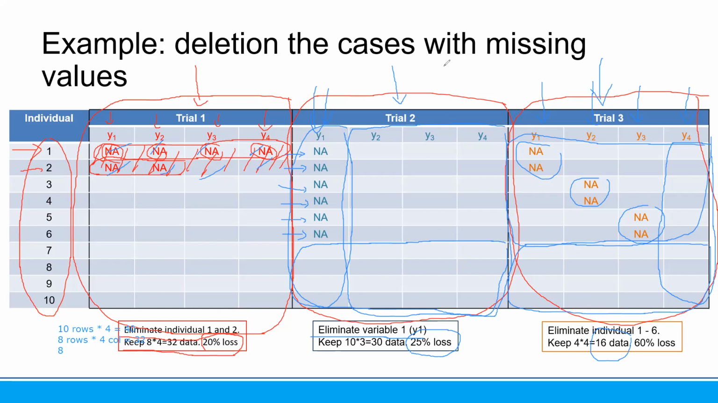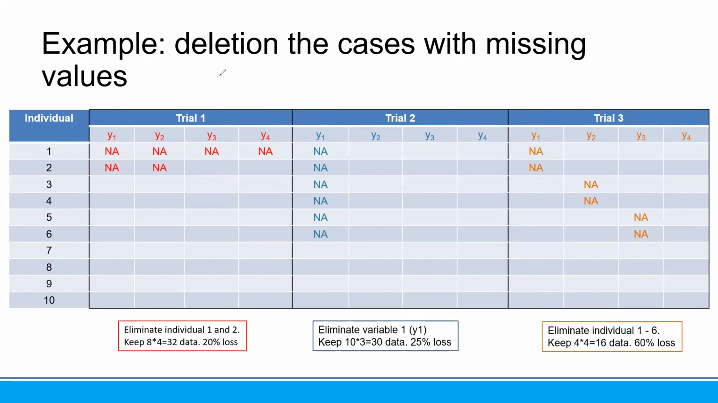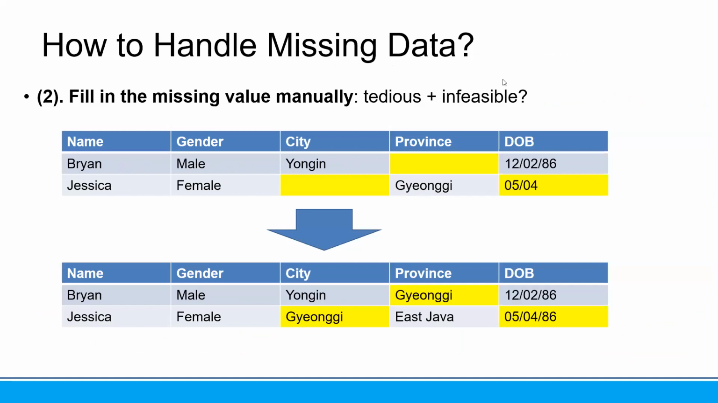So usually this kind of ignoring or the deletion of the cases with missing values, yeah, we can do this one. But if the data is very small, it's better to fill in the data. Okay. How can we fill in? So yeah, these are some issues.